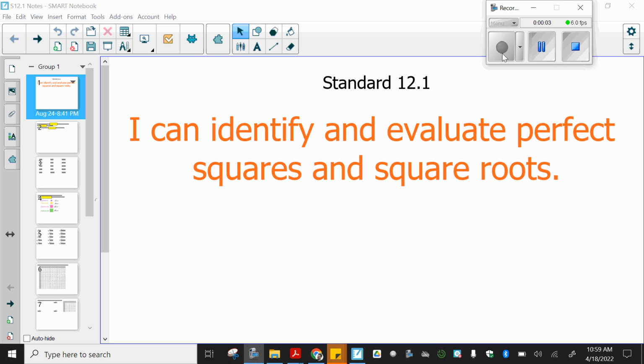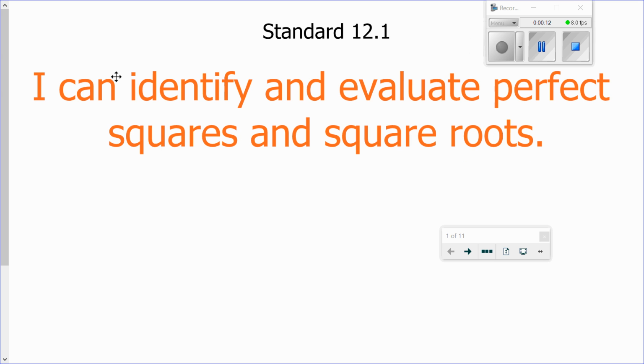Hello everybody, we're going to return here for standard 12.1, getting math here in our numbers. I can identify and evaluate perfect squares and square roots. Let's take a look.